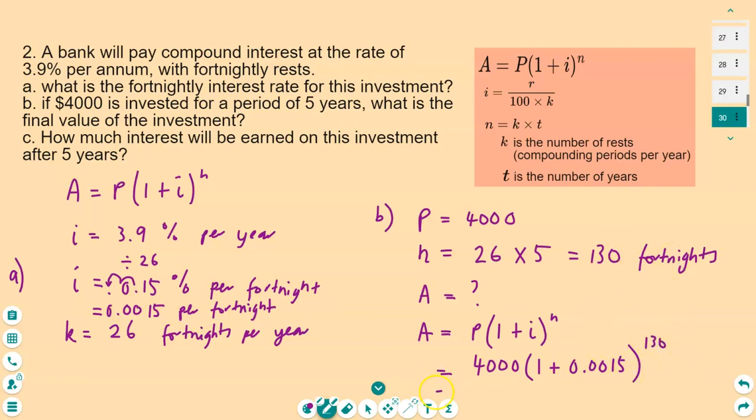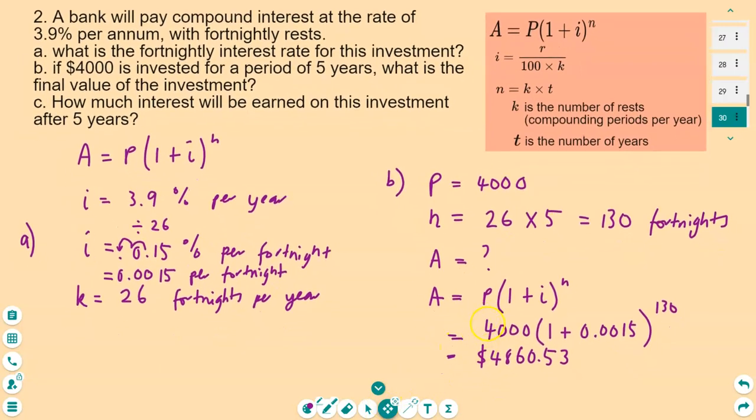130. 4,000. 1 plus 0.0015 to the 130. $4,860.53. Okay, after 5 years, $4,000 invested will actually get you $860.53 in interest, which is nice. You could buy a fair few groceries for that. Few weeks, few dinners out.